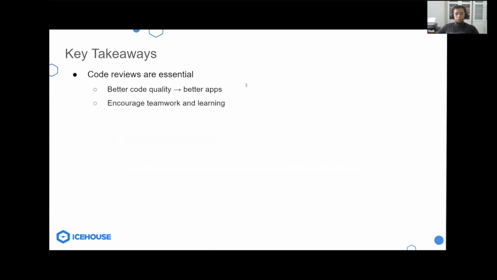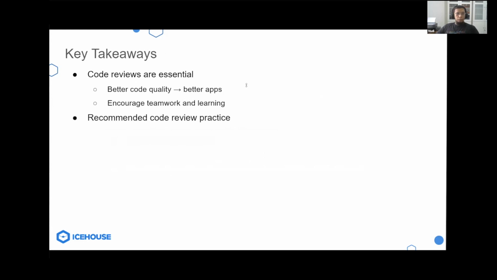All right, so we reached the end of the presentation. So here are the key takeaways. Code reviews are essential, obviously, for better code quality, which also means better apps in the end. Code reviews also encourage teamwork and learning.